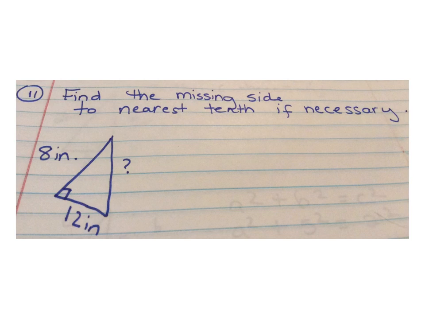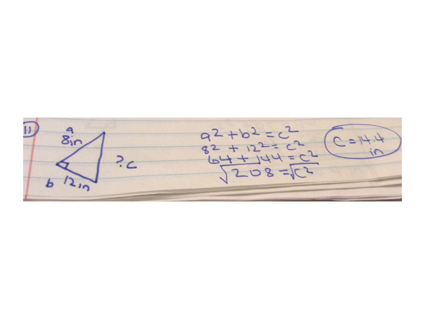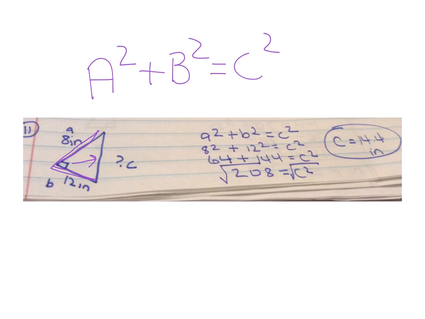Okay, here's problem number 11. Find the missing side. Round to the nearest tenth if necessary. On problem number 11, we have to use the Pythagorean theorem, and let's remember the Pythagorean theorem says a squared plus b squared equals c squared. In the Pythagorean theorem, the two sides that make up the right angle are always your a and b. And then the side opposite the right angle is your hypotenuse, which is c.